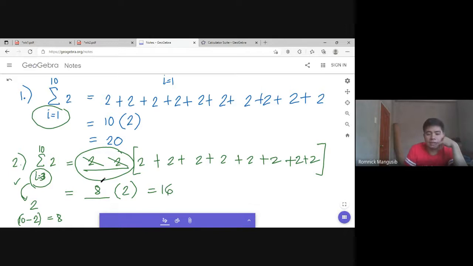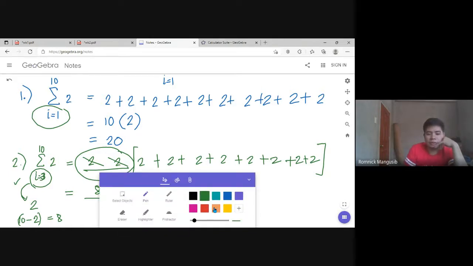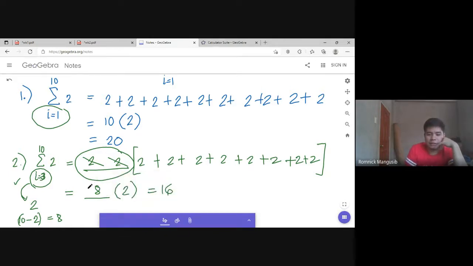Bakit siya 8? Kasi, tignan niyo yung expansion na ginawa earlier. Tinanggal mo ang dalawa. Tinanggal mo ang dalawa sa 10. So, it becomes 8. So, 8 na 2 na lang. So, 8 times 2 will become 16. Wherein, kapag idagdag mo yung dalawang tinanggal mo, 2 plus 2 is 4, magiging 20 tulad ng number 1. Okay? So, that is the relationship for constant.